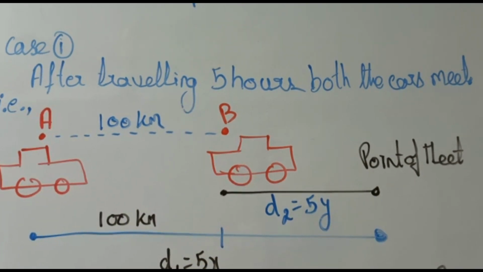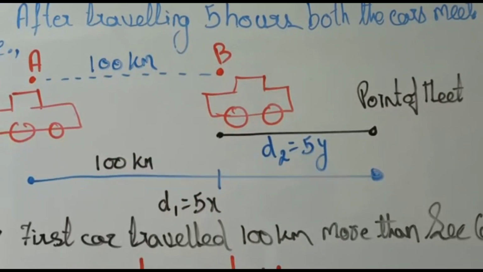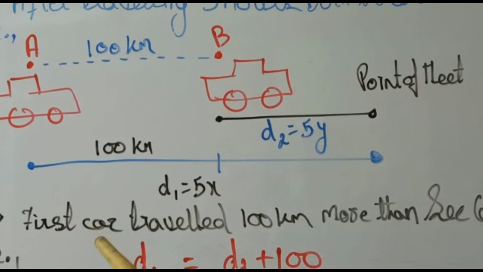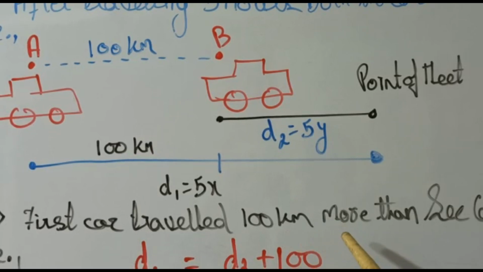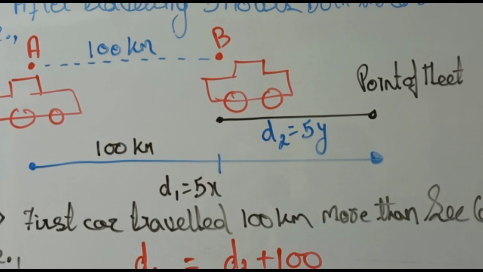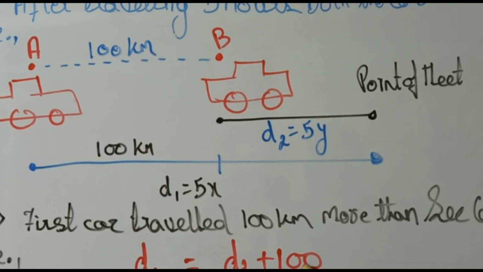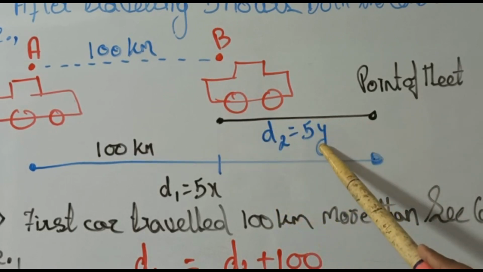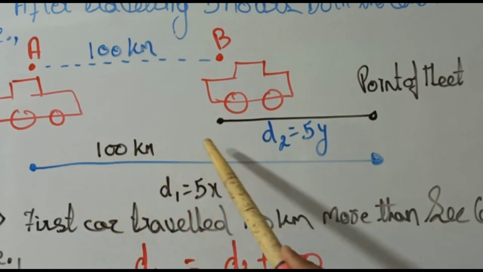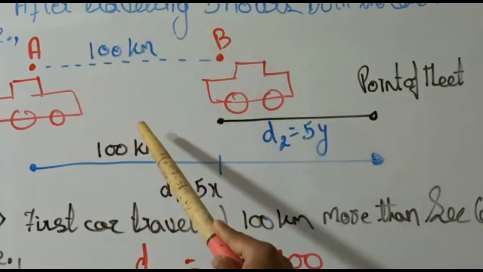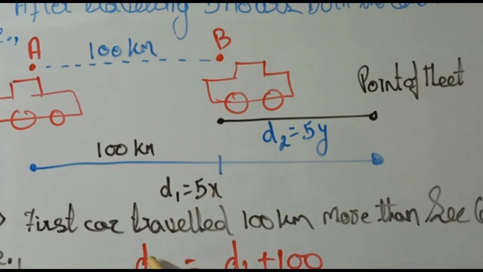So the first car traveled 100 kilometers more than the second car. That is the point you have to remember. So the distance traveled by the first car equals the distance traveled by the second car plus 100. Hope you are able to understand. The distance traveled by the second car is 5y, and it has also covered the gap between them, which is 100. That is, the distance traveled by the first car equals d2, the distance traveled by the second car, plus 100.